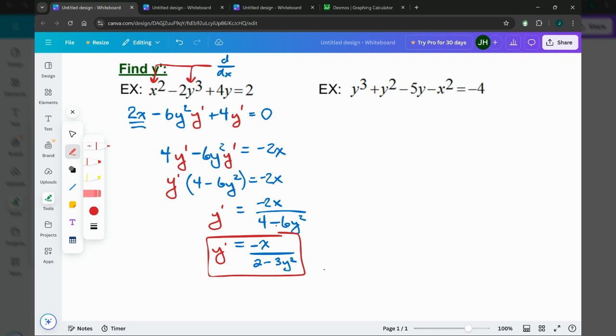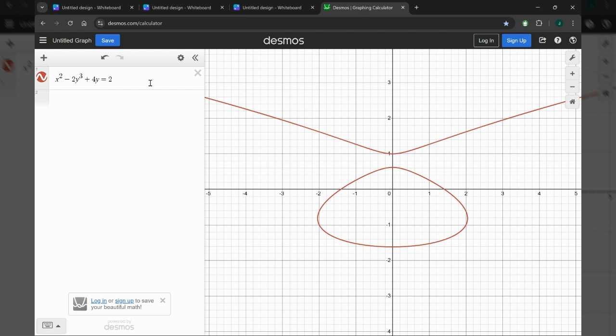Now, what does y prime represent? Y prime represents the slope of the tangent line. So let's take a look at this original graph. I've actually got it on Desmos, and this is a crazy graph. Now, let's say I wanted to find the x-intercept. You would set y equal to 0, and obviously these terms right here would drop out, and I would get x squared equals 2. And so the x-intercepts would be plus or minus radical 2.